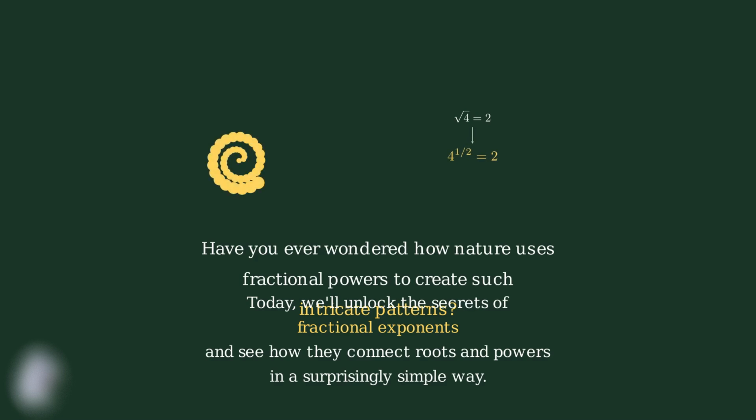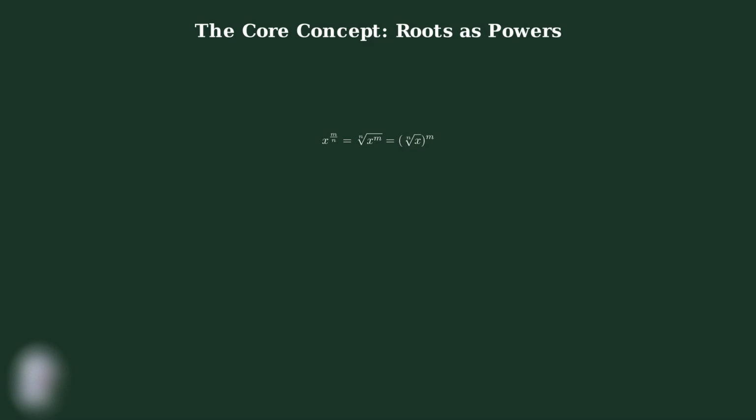Get ready to discover the elegant mathematics that nature has been using all along, hidden in plain sight within fractional exponents. Now we reach the heart of fractional exponents. There's a beautiful equivalence that connects powers and roots in a way that might surprise you. Here's the fundamental relationship. X to the power of m over n equals the nth root of x to the m, which also equals the nth root of x, all raised to the power m.